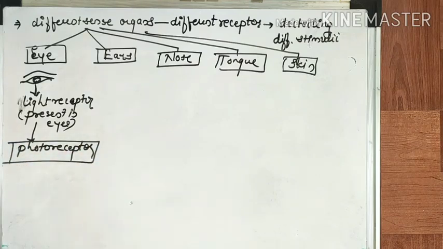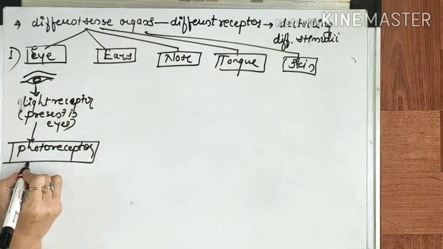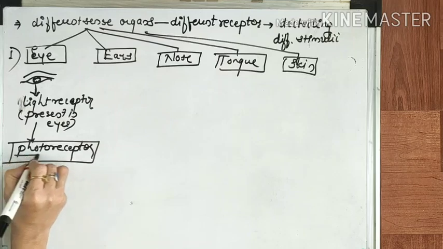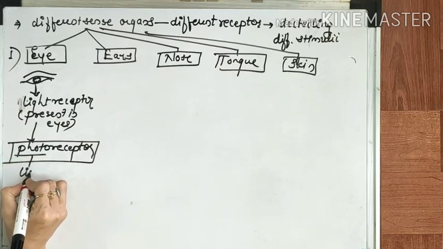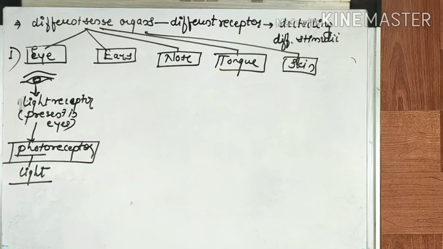Understood or not? Okay, as I told you, there are 5 sense organs present in our body. First is the eye, right? In the eyes we have a light receptor. Which type of receptors are present? Light receptors. And that light receptor is known as the photoreceptor. Why? Because photo means light.